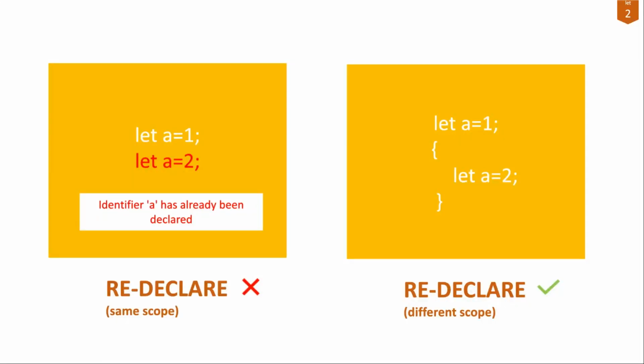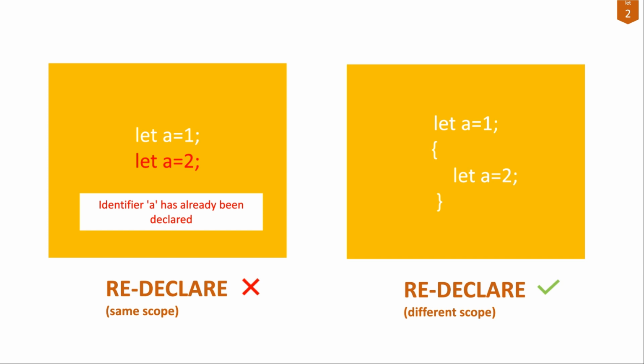And the other point is, let variables cannot be redeclared in the same scope. For example, I have a variable a initialized to 1, and in the same scope, I am reinitializing or redeclaring and initializing the variable a with another value. In this case, JavaScript will throw an error saying the variable has already been declared.